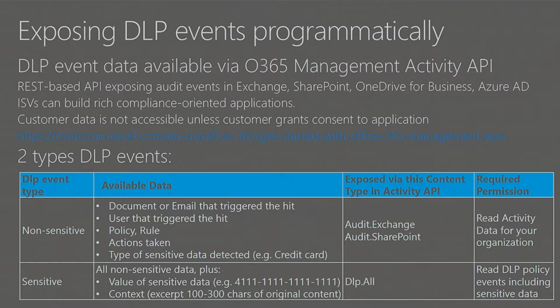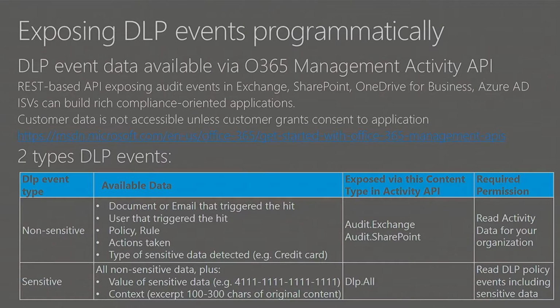So we have a DLP event just for the non-sensitive data, and that's where you're going to get the metadata about the event. What was the document or email that triggered it? What was the user? What was the policy and rule? What actions did we take? Did we actually block it? Did we send out a notification to the admin? And what type of sensitive data did we detect? Those events are just ordinary events that are passed along in the existing audit feed.